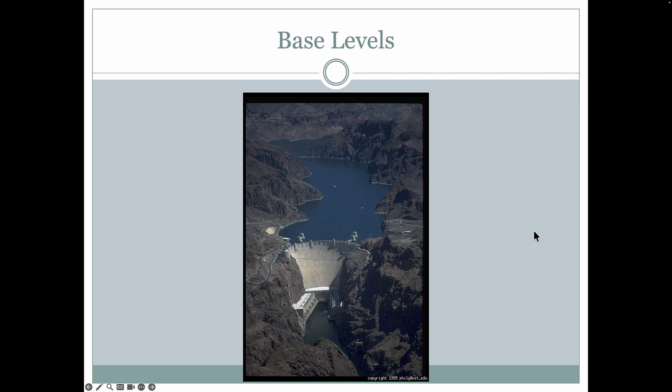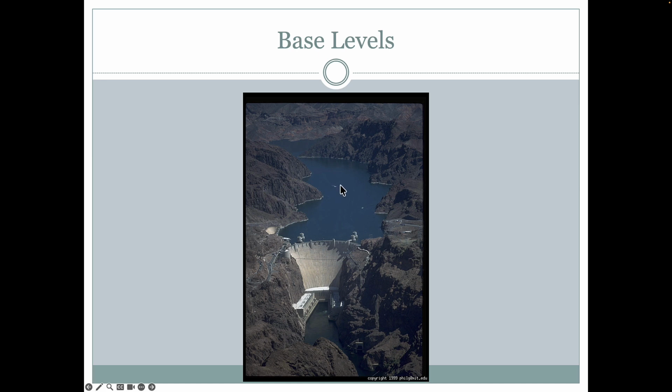So probably the most famous example in the United States of such a change in local base level is the Hoover Dam. The Hoover Dam is on the Arizona-Nevada border outside of Las Vegas. And at the time it was built, it was just a marvel of engineering.